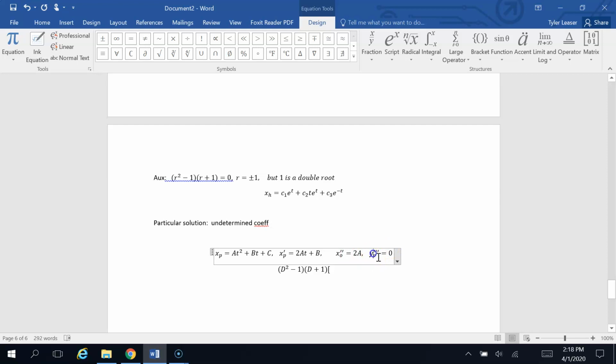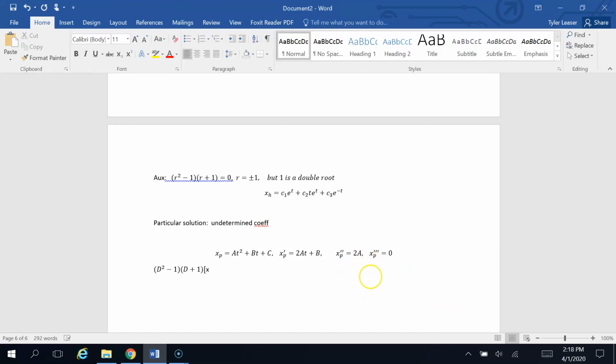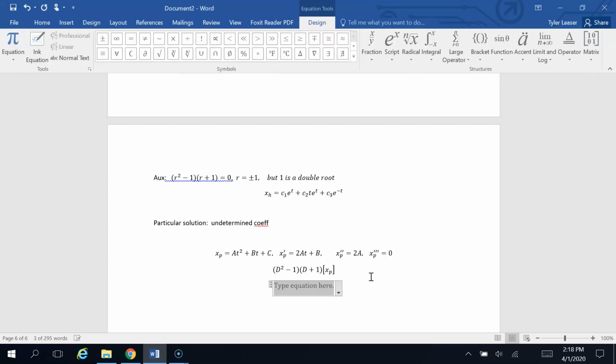All right, I'm just going to leave it. That's a p. Okay, great. I can't do it. I had to fix it. All right, so this is going to be plugging this operator onto my particular solution, x of p, the d squared minus 1 times d plus 1. So we'll multiply out this operator so we can actually do it a little bit better. So this is just foiling that operator with itself. We get d cubed plus d squared minus d minus 1 operating on our particular solution here.